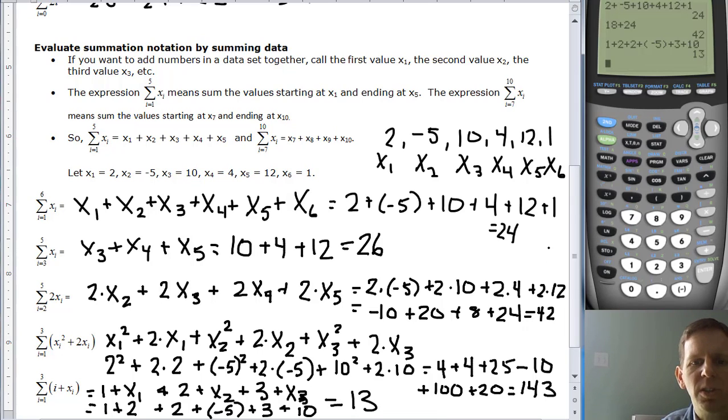So this is how you work with summation notation. Really not too hard. It's just a matter of plugging the bottom number in for the i, and then increasing that number until you get to the top value, and then adding these different values together.